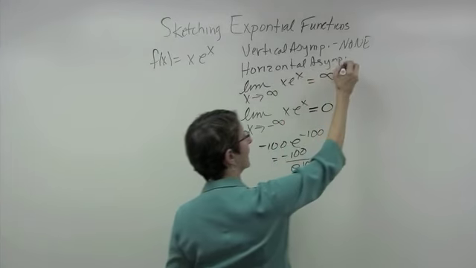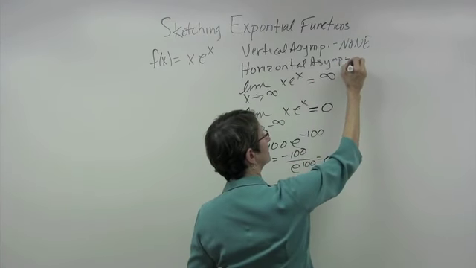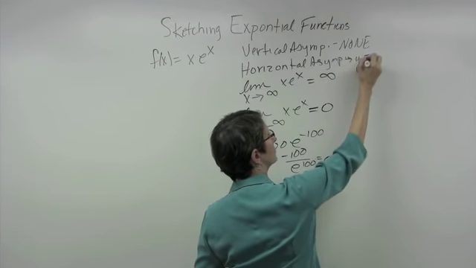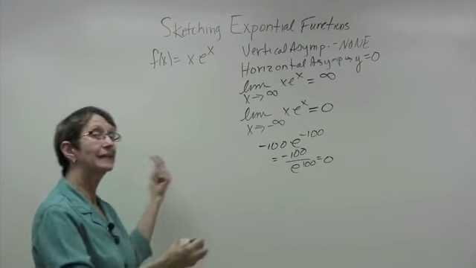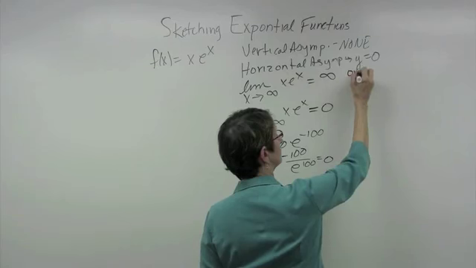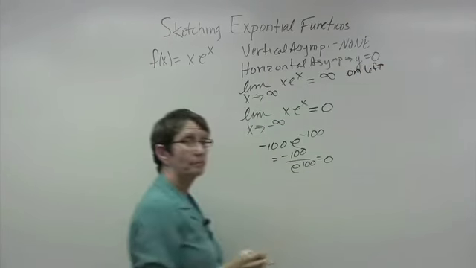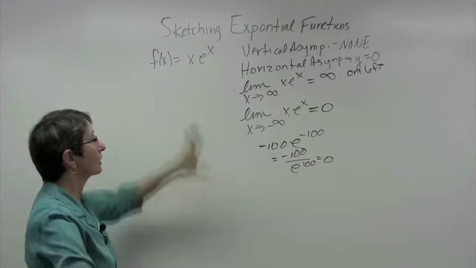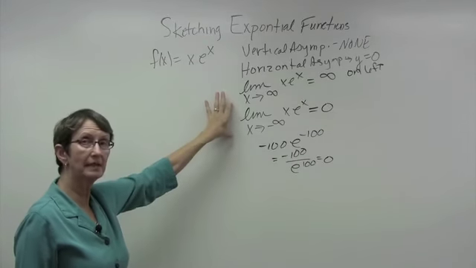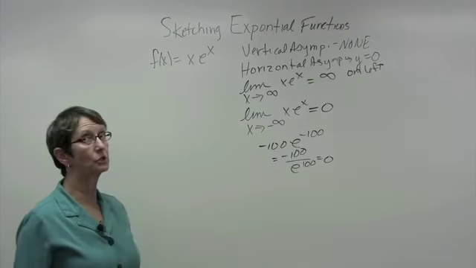So the limit as x approaches negative infinity is equal to 0, and that tells me that I have a horizontal asymptote at y equal to 0. That's my horizontal asymptote, and it's on the left because x was approaching negative infinity. So, got through the asymptotes with just a couple limits. Now we have to go back and sketch using derivatives.